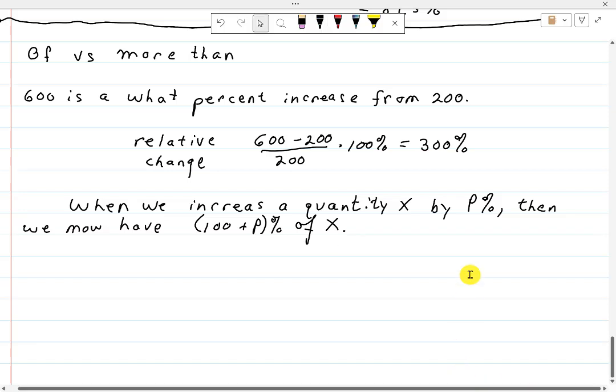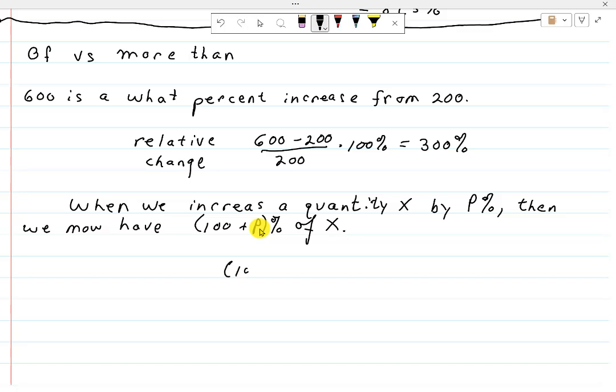So if I know the increase here was a 200% increase, going from 200 to 600, 600 is 200% more than 200. But I can also do it this way by saying 100 plus 200% equals 300%. And then when you take your 300% and multiply it back by the original, you'll get 600.